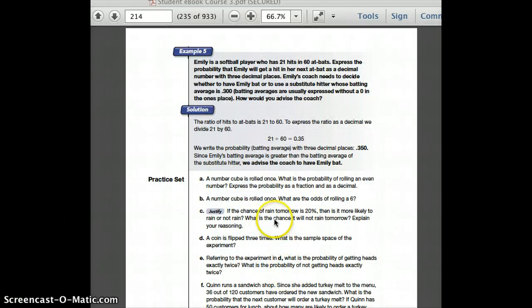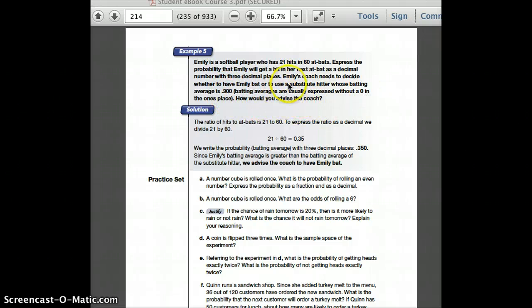Okay, let's go to example 5. Emily is a softball player who has 21 hits and 60 at-bats. Express the probability that Emily will get a hit in her next at-bat as a decimal number with 3 decimal places. Emily's coach needs to decide whether to have Emily bat or to use a substitute hitter whose batting average is .300. Batting averages are usually expressed without a 0 in the ones place. How would you advise the coach?